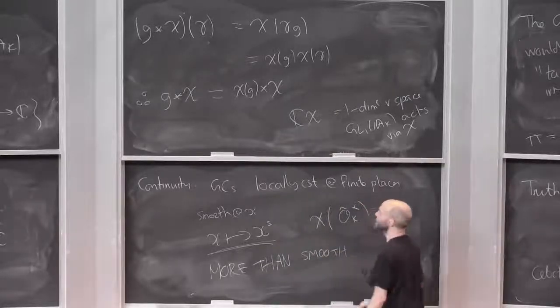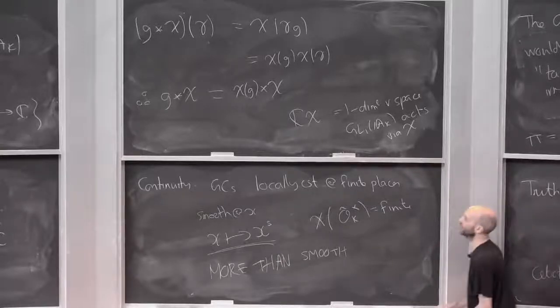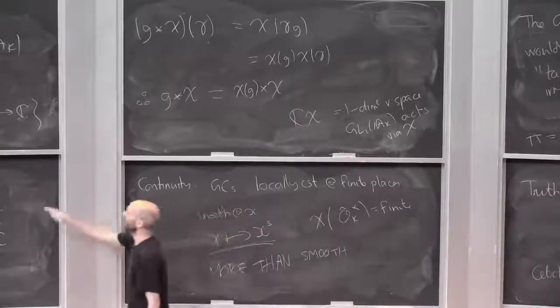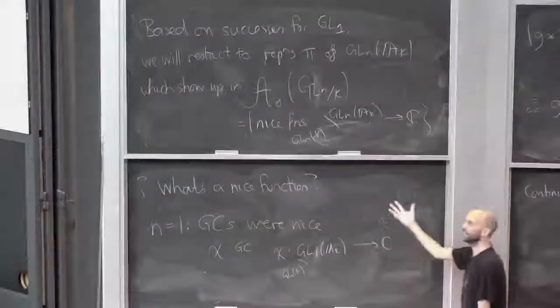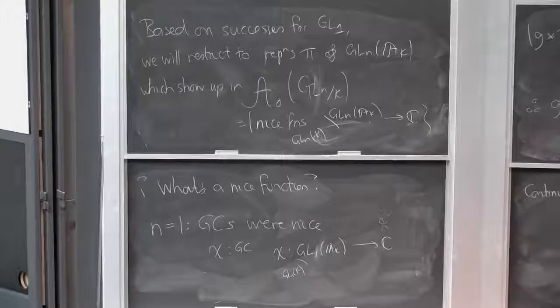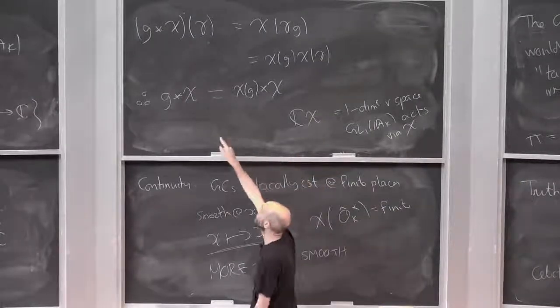If I write down some random function on the reals, I'm trying to guess what these nice functions are. All I know is that Grierson characters look kind of nice. So let's look at what Grierson characters are really doing. Here's the problem. I defined a Grierson character to be a group homomorphism.